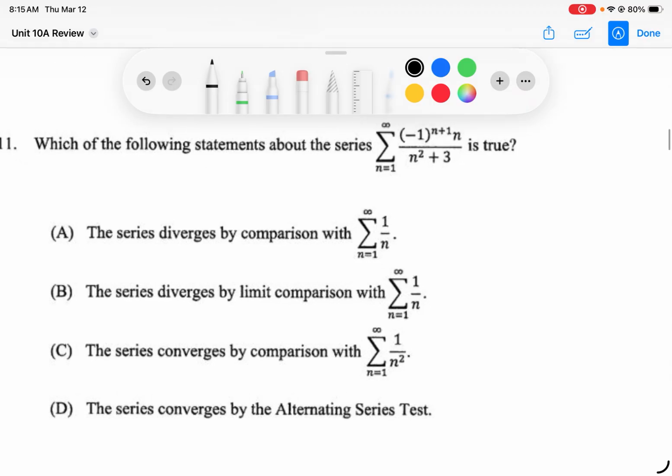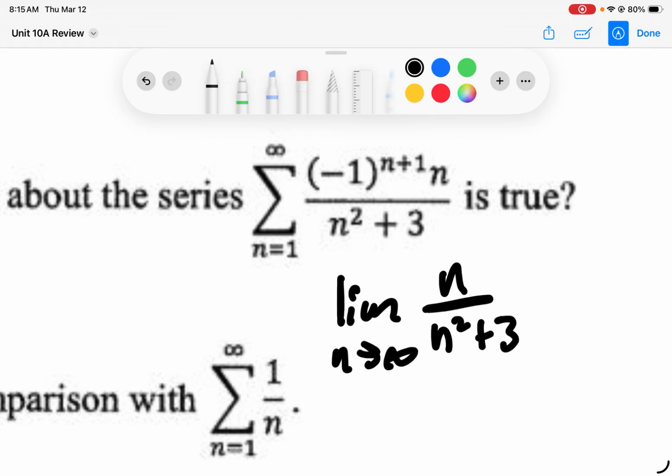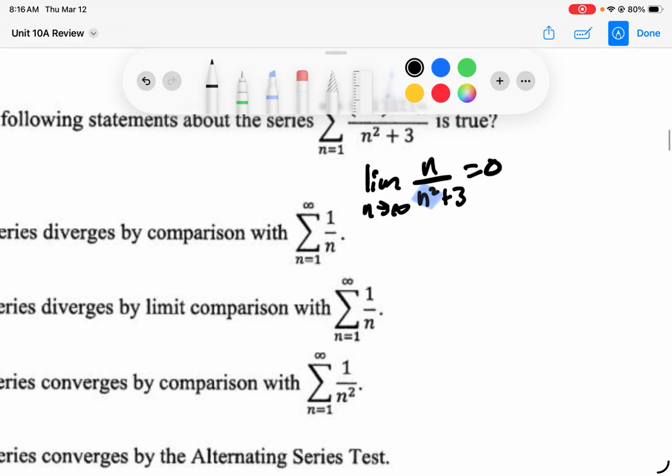Which of the following statements is true about this series? This one, I've got an alternating series. I don't know if I'd compare it with anything. I'm going to test the alternating series test. That seems like the appropriate thing to do for an alternating series. For an alternating series to converge, two things have to happen. The limit of the non-alternating part has to be 0, which it is, because the bottom exponent has the most powerful term, so that's going to be 0 at infinity. And the terms have to be non-increasing. To me, these look like they're non-increasing.